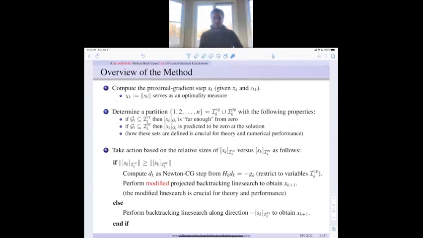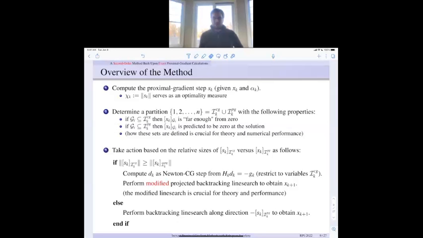Okay, so now after we've determined that partition of the variables, those that we think are zero and non-zero at a solution, we then go into step 3. And step 3 is now, well, I have this partition of the variables, some that we think are zero, some that we think are non-zero. Our next step is we're going to take action by either trying to minimize over the predicted zero variables, or we're going to take a step to minimize over the non-zero predicted variables. We're going to try to make progress in one or the other.